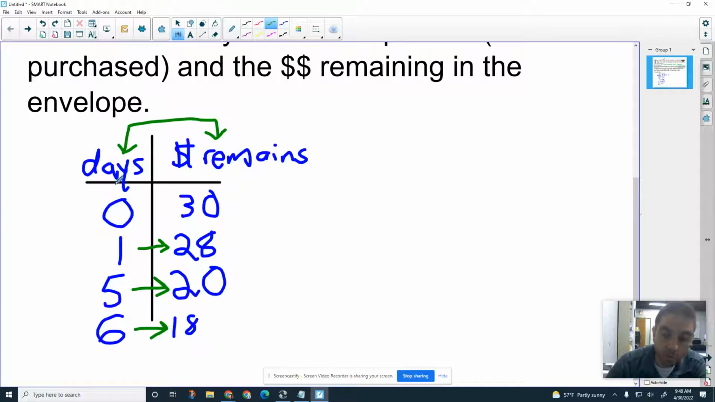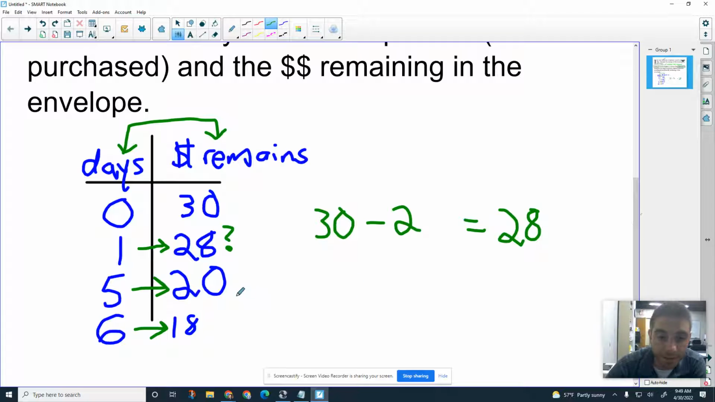So if we purchased 1 day of lunch, or we took out enough money for 1 day of lunch, how did we get 28 as an answer for how much money remains? So we're trying to figure out, what did I do to get 28 as an answer? Well, I started with 30 because that's how much money it started off with in the envelope. And then I took away $2, and that's equal to 28.